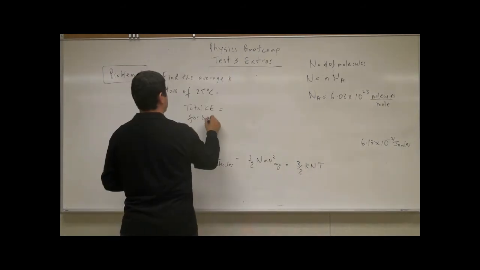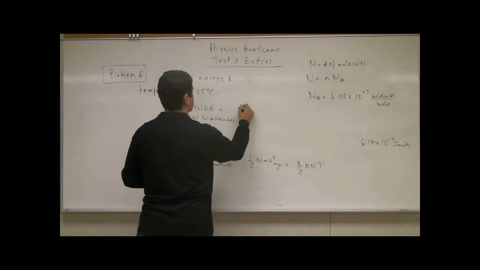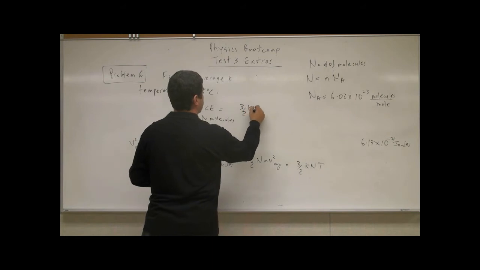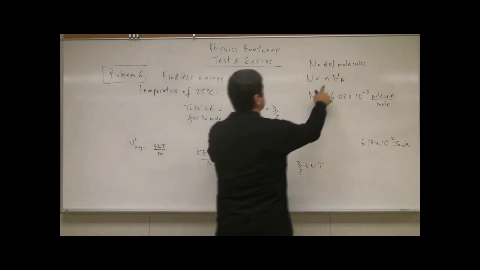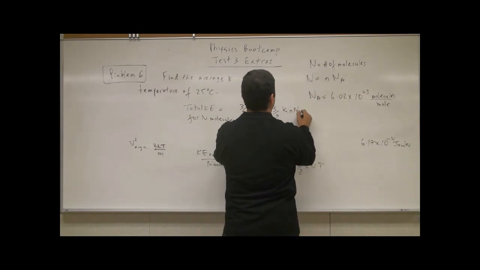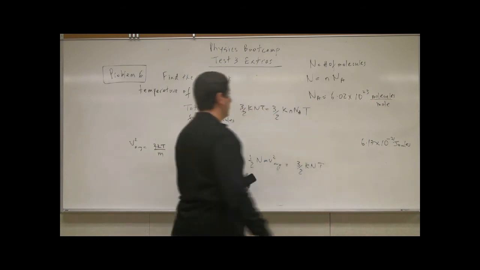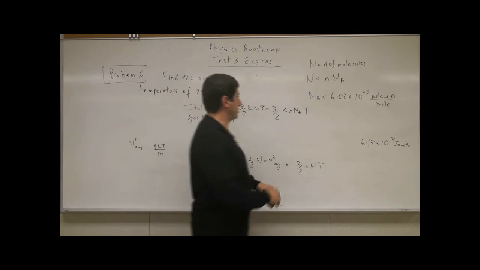So then we end up getting here what? N molecules is going to be what? 3/2 nkT. Okay, and then make the n equal to number of moles times N_A times T. And then that's equal to what? 1/2 nmv squared, right?